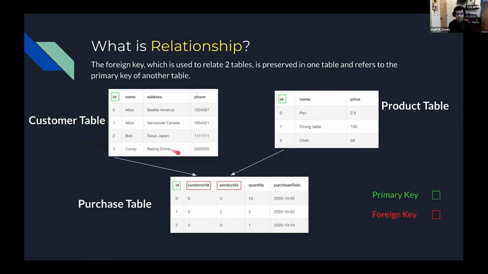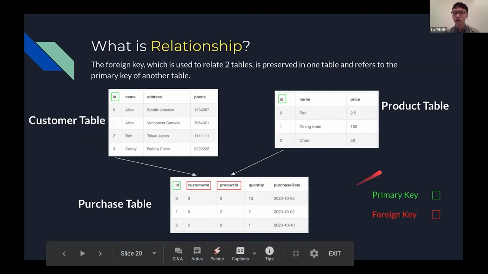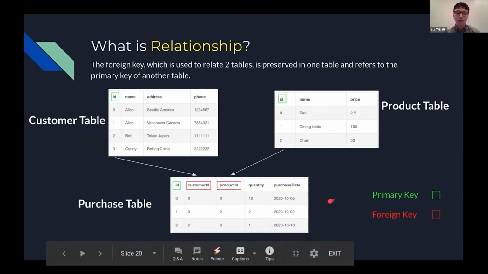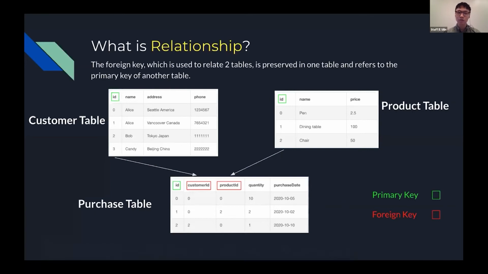And here we introduce 2 new tables. One is the product table. In this table, we have all the products we can buy on Amazon. We have a pen, a dining table, and a chair, and for each product, we know the price. And here is another table. We call it the purchase table. Using this table, we can know which customer bought what product on what date.